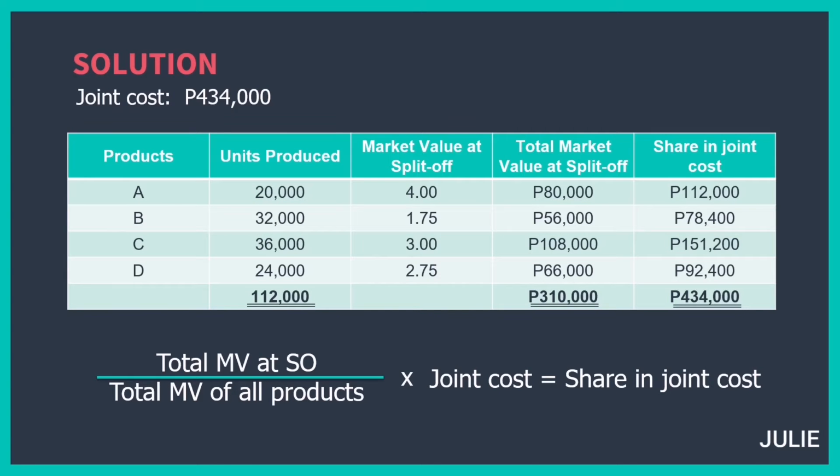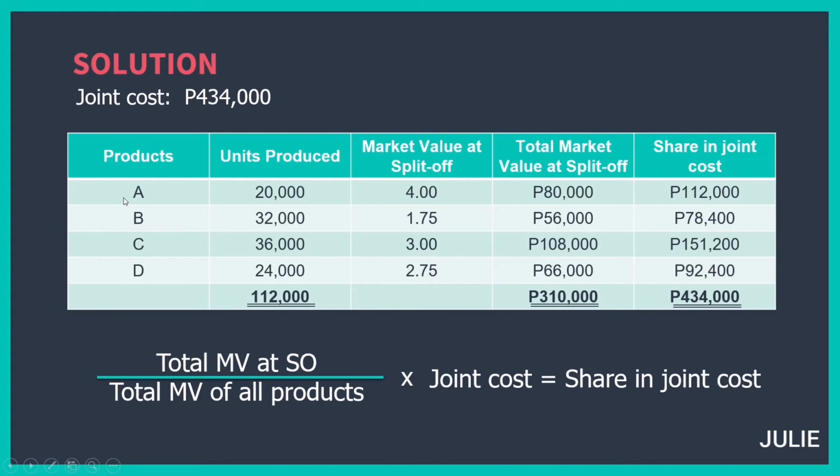So after allocating the joint cost from the company, our table now is like this. So we have now the units produced, market value at split off, total market value at split off, and the share in joint cost. So we were able to get the share in joint cost using the general formula for market value at split off method.